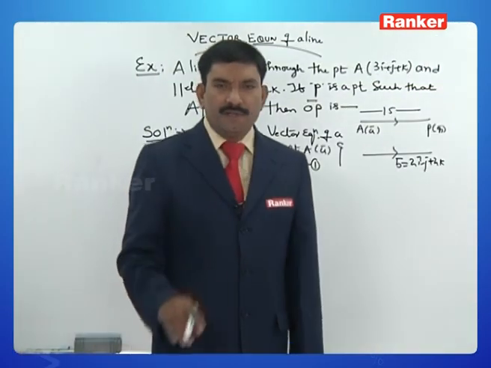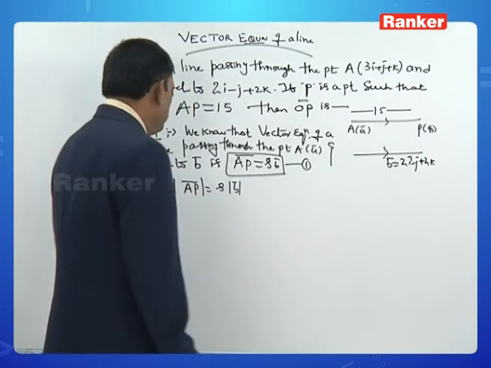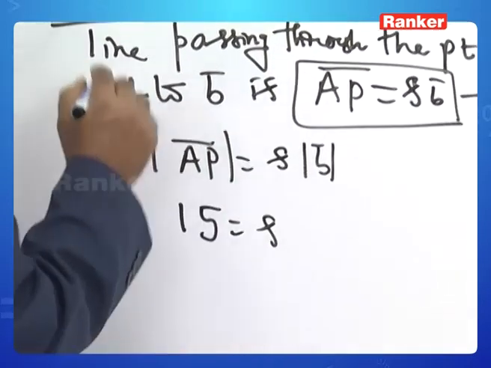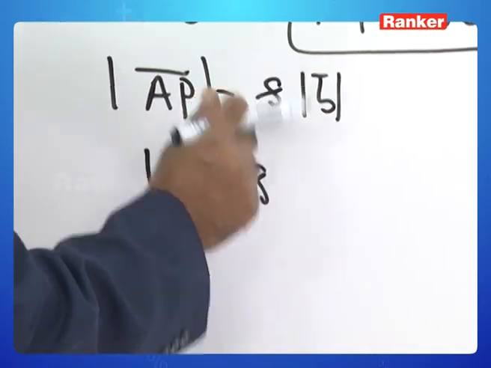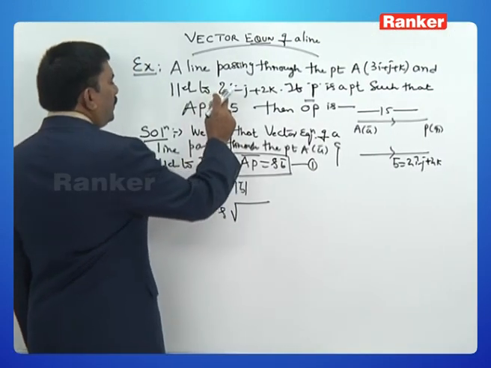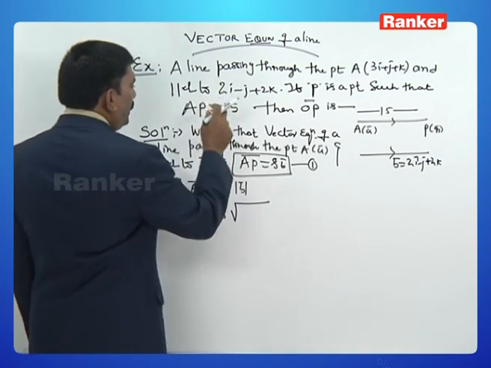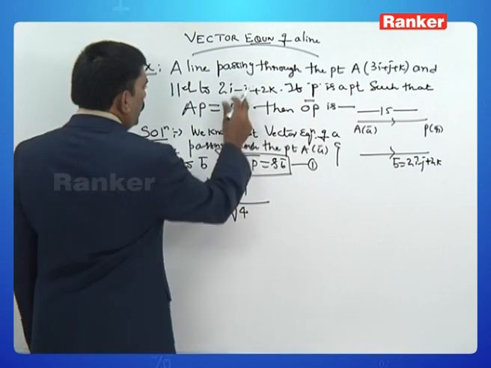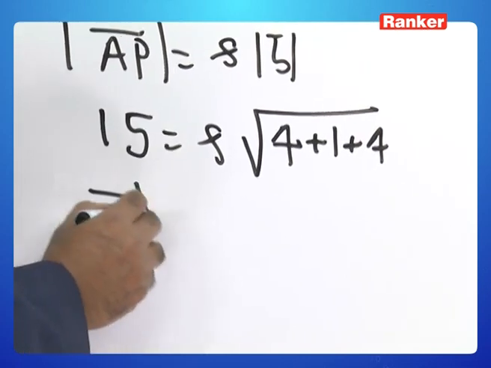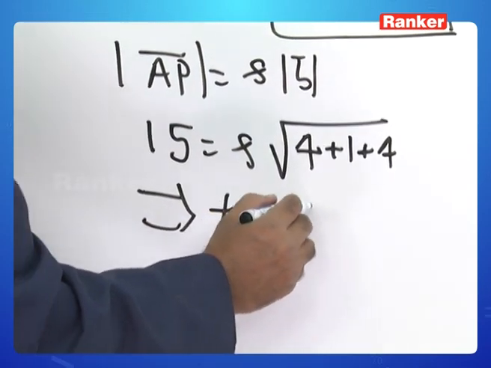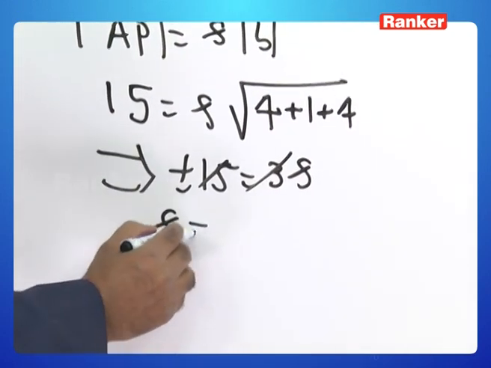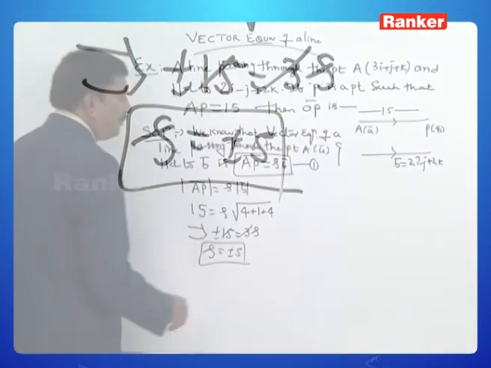Now, modulus of AP bar is equal to 15. s into modulus of B bar. What is modulus of B bar? Modulus of B bar is the square root of 4 plus 1 plus 4, which implies plus or minus 15 is equal to 3s. Therefore, s is equal to plus or minus 5.